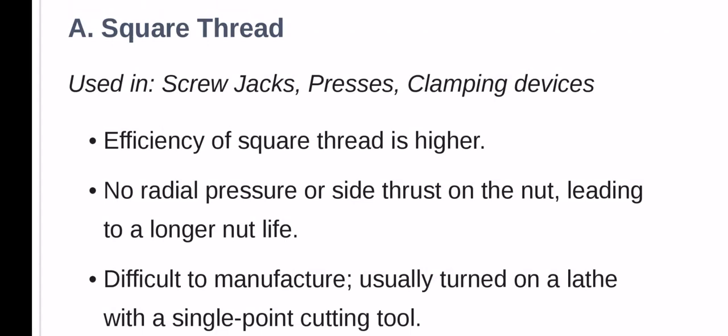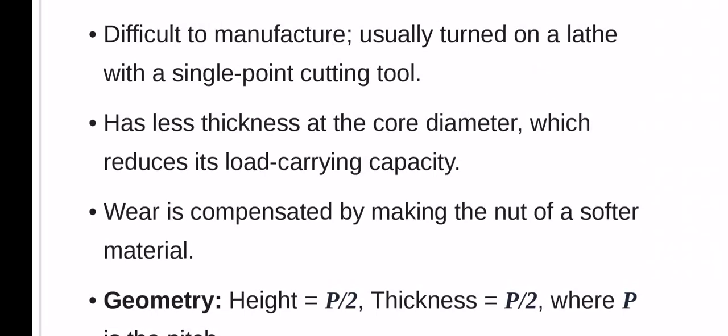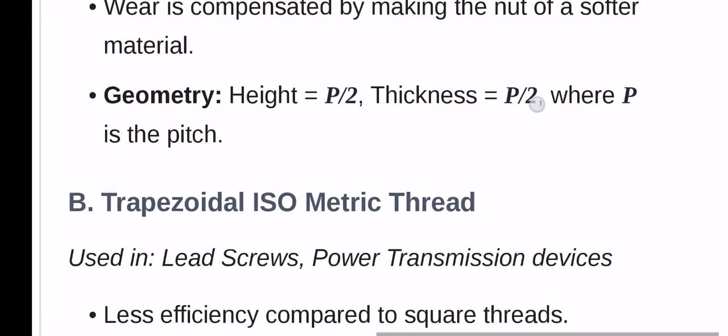Square threads are difficult to manufacture, usually done on a lathe with a single point tool. They have less thickness at the core diameter, which reduces load carrying capacity. This weakness is compensated by making the nut of a softer material. Geometry: height b by 2, thickness b by 2, where b is the pitch.